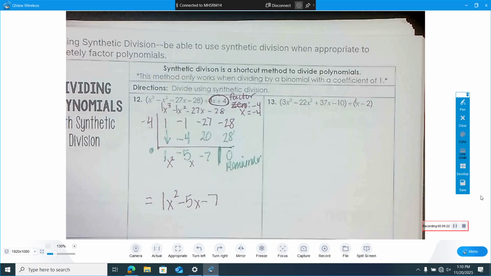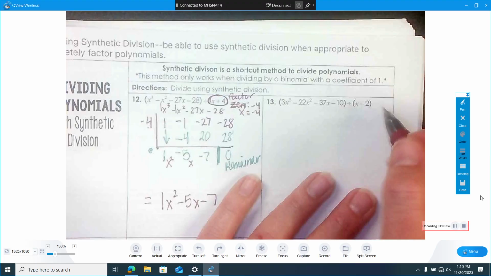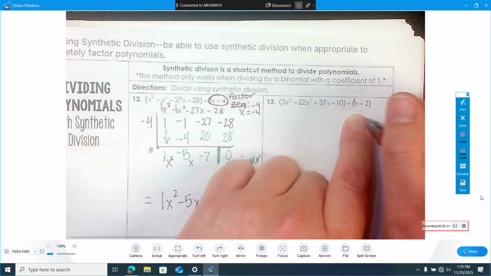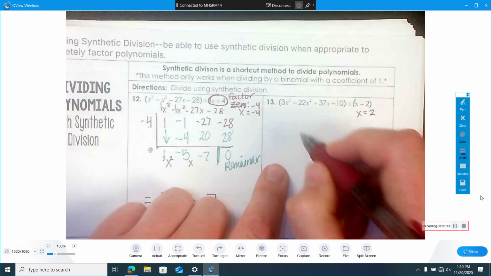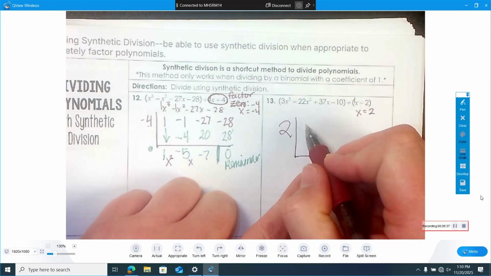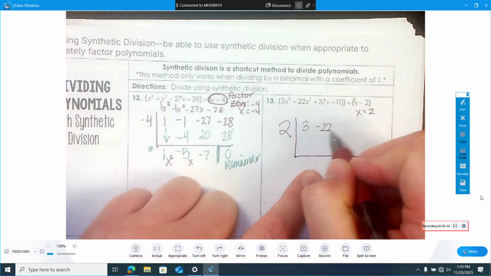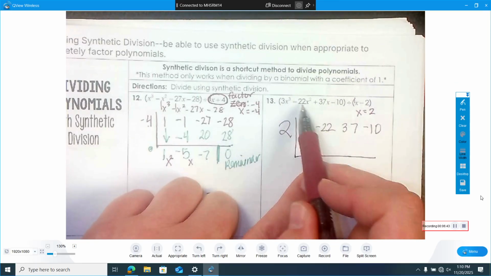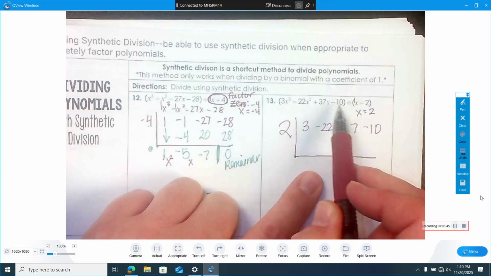All right, let's try another so you can see. Here I am in bubble form. x minus 2 is in bubble form. What we need to solve it, we get x equals 2, so that goes on the outside. And what goes across the top? 3, -22, 37, and -10. And we don't have anything missing. It's x cubed, x squared, x, and -10.